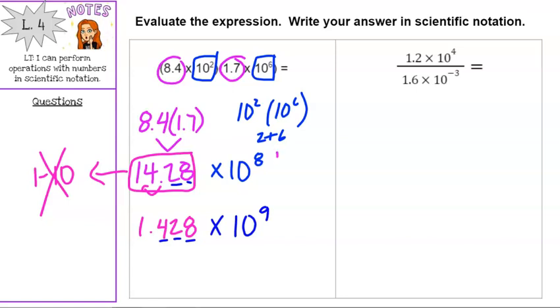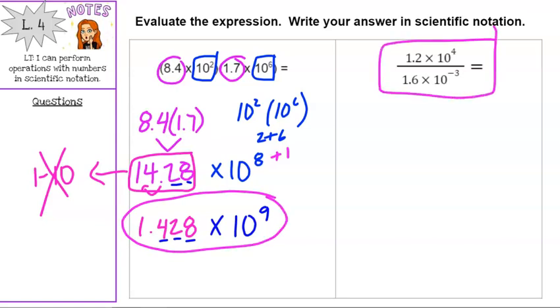In adding that extra decimal place, we have to add 1 extra number to our power. So it's going to be 1.428 times 10 to the 9th. That is going to be our final answer. I would like you to try the second example on your own. Just give it your best shot. And then once you've checked your answer in Edpuzzle, we'll go through it together.